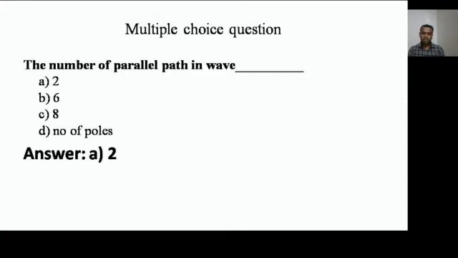The first one: the number of parallel paths in wave winding is 2, 6, 8, or the number of poles. As you know, in wave winding the number of parallel paths is always equal to 2. Hence the answer is 2. Not 6, not 8, not the number of poles. These are the wrong answers. The right answer is 2.